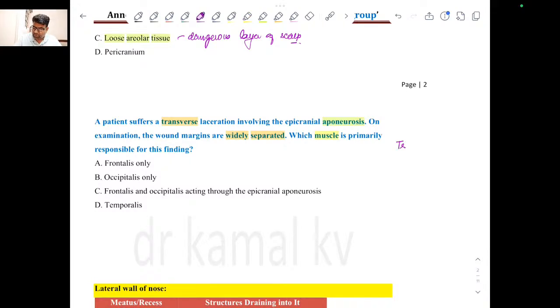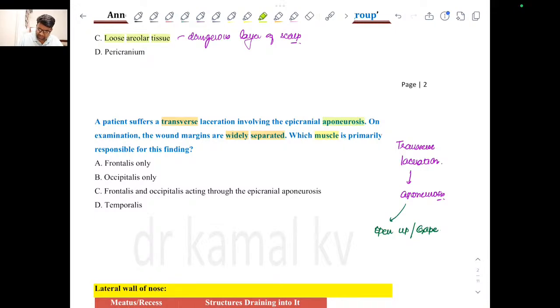There is a transverse laceration in the aponeurosis, and if there is a transverse laceration in the aponeurosis, it can open up, or we call it gape. It will open up or gape, and this is because of which muscles? I am waiting for your answers. What can be the best answer here?